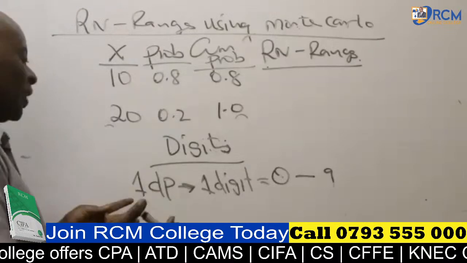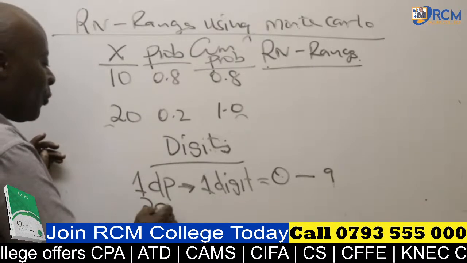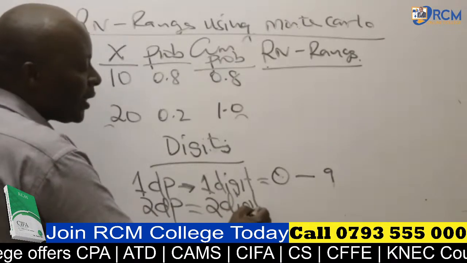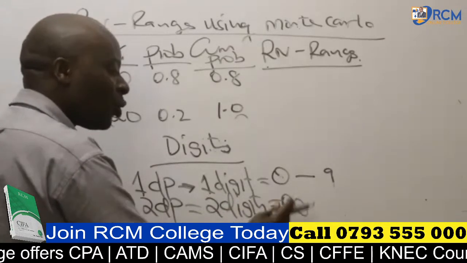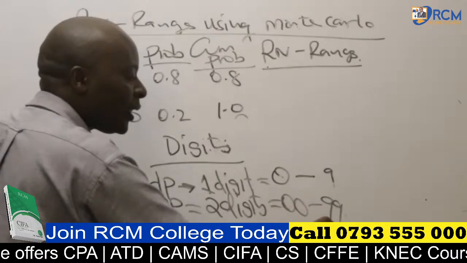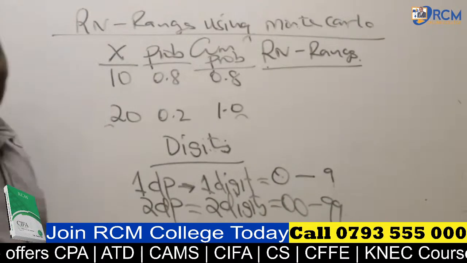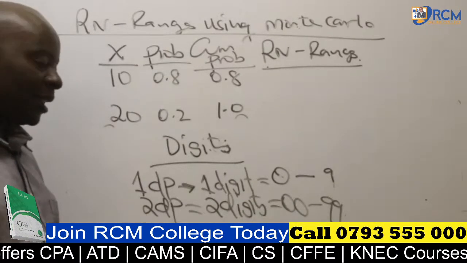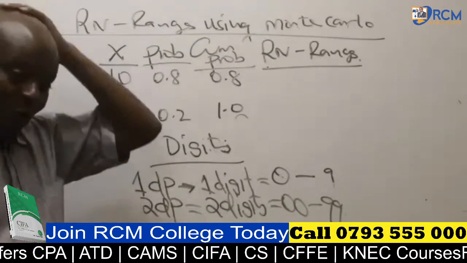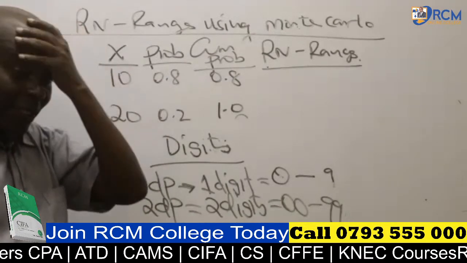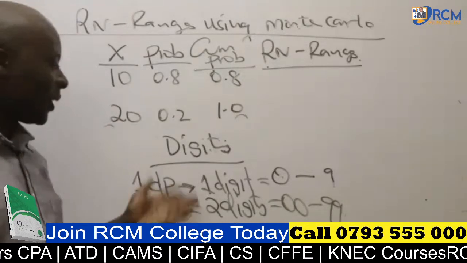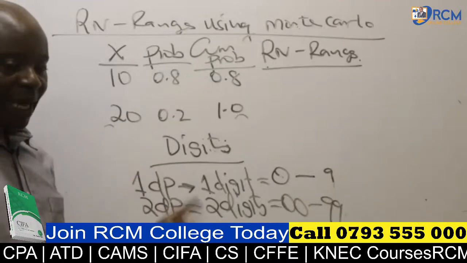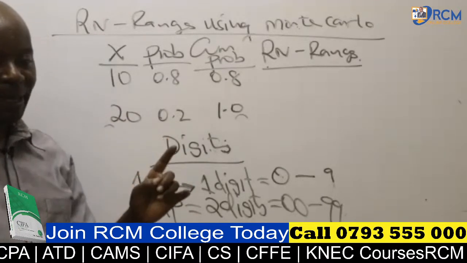I know you have not understood this. Listen, if, for example, we talk of 2 decimal places, we shall be having 2 digits. So 2 digits is 00 all the way to 99. These are like rhyming words, for those of you who did English just the other day. 1 decimal place, 1 digit; 2 decimal places, 2 digits. I know you'll understand this when I start making the demonstration.